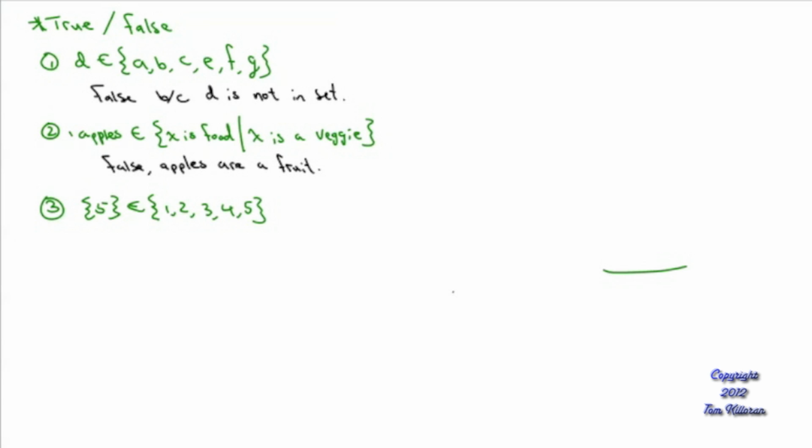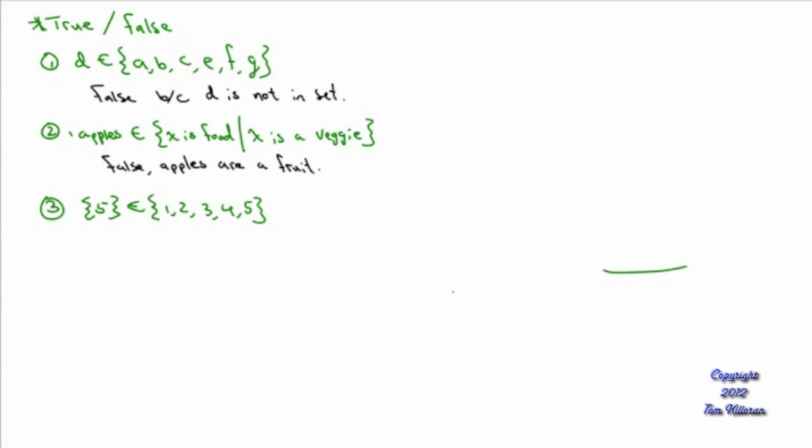If you read this in English, the answer becomes obvious. This reads the set of 5, because there's a squiggly in front of it. The set of 5 is an element of the set 1, 2, 3, 4, 5. True or false? False, because when I get to this 5, I call it 5. When I'm over here, this is called the set of 5.